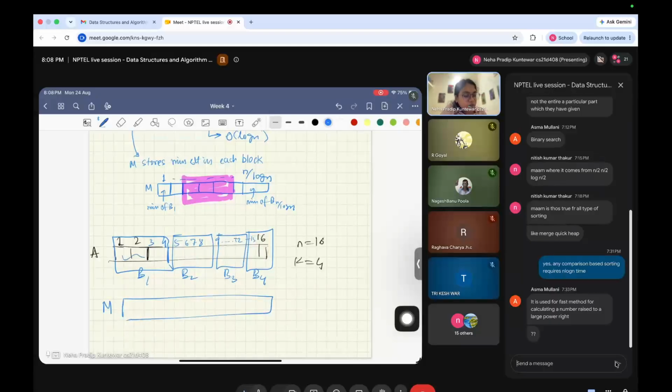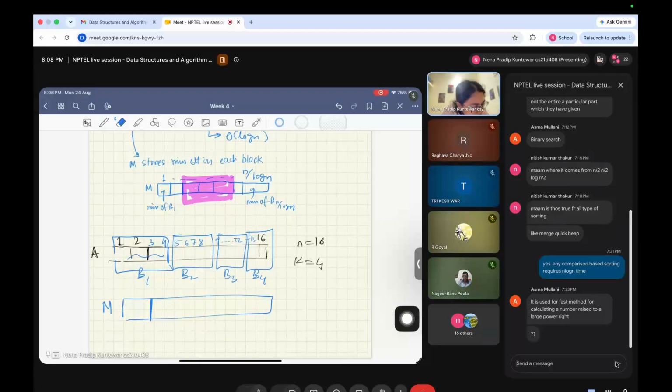M stores the minimum among these values. Let me just write random values now: 13, 17, 2, and let's say 19. So the minimum here was 2, and it stores this. Let's say this was 4, 9, 19, 1. So this stores the minimum of block 2, which is 1, and you do the same for the other blocks. Fine. So what is the size of M? N by k, which is 4.